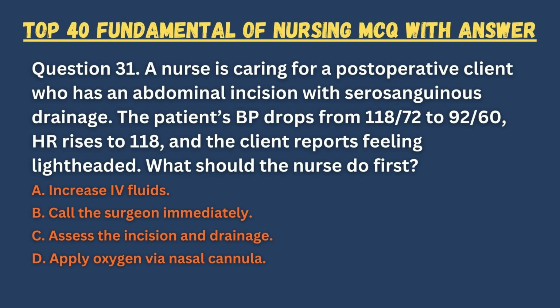Question 31. A nurse is caring for a postoperative client who has an abdominal incision with serosanguinous drainage. The patient's BP drops from 118/72 to 92/60. Heart rate rises to 118, and the client reports feeling lightheaded. What should the nurse do first? A. Increase IV fluids. B. Call the surgeon immediately. C. Assess the incision and drainage. D. Apply oxygen via nasal cannula.